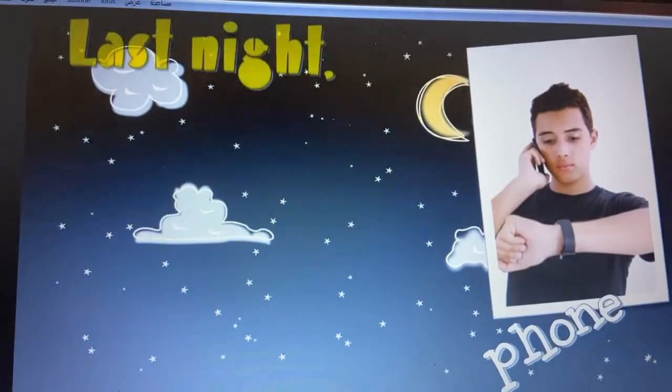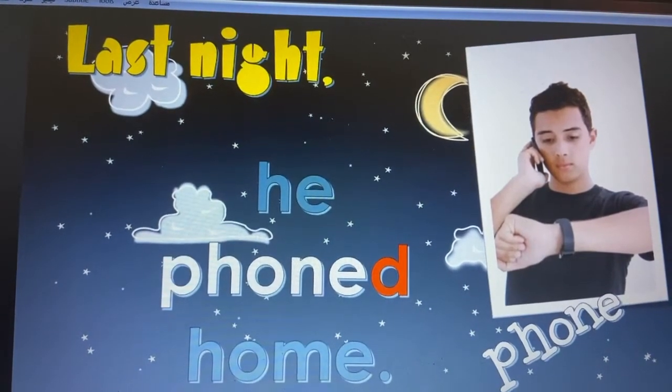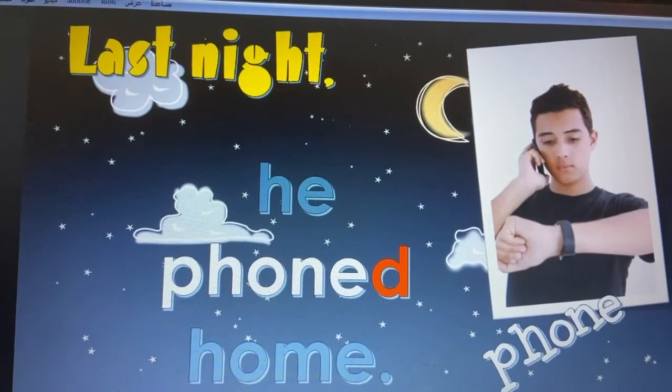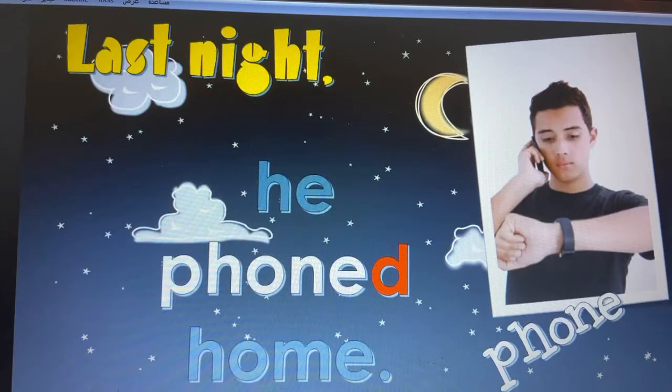We have the verb phone. Last night, he phoned home. Last night is the keyword and the subject is he. Phone becomes phoned. We added the letter D because the verb ends with E. We don't add ED, only D. So phone, phoned.